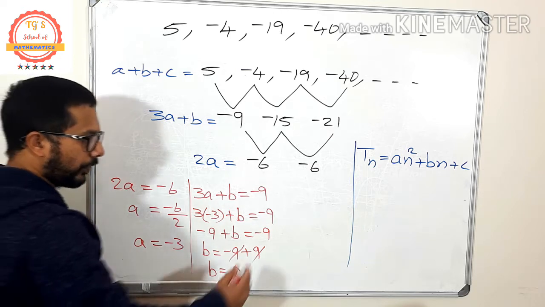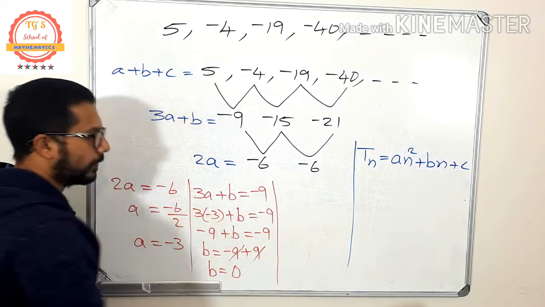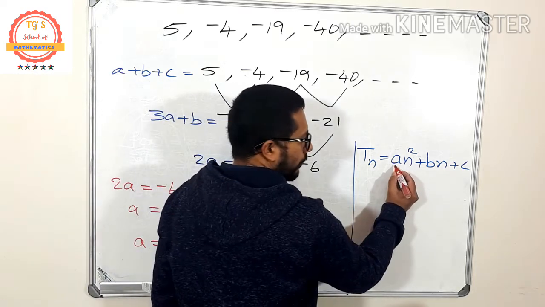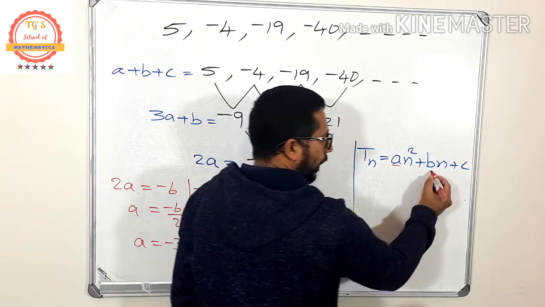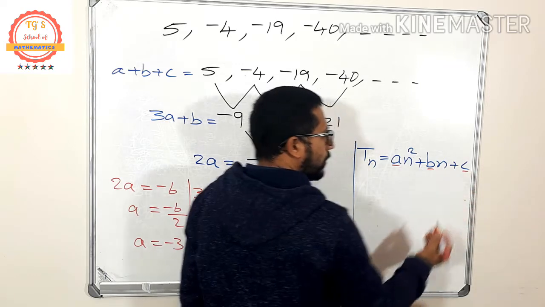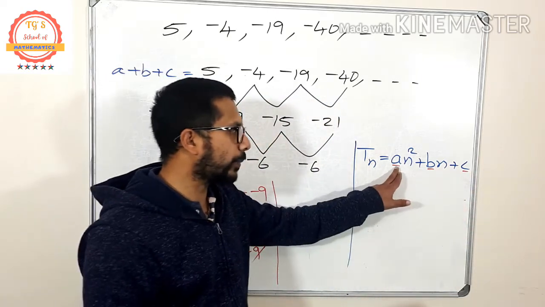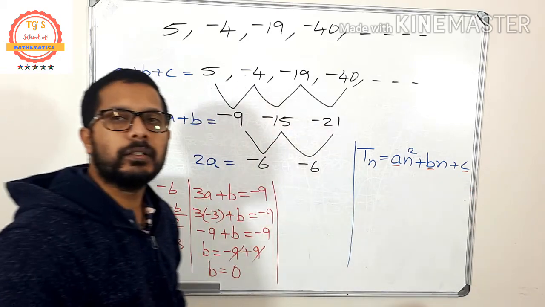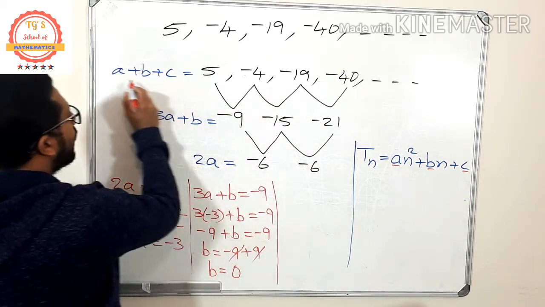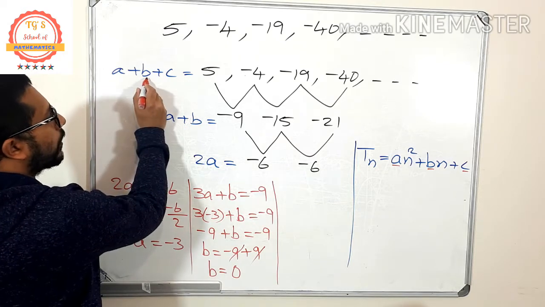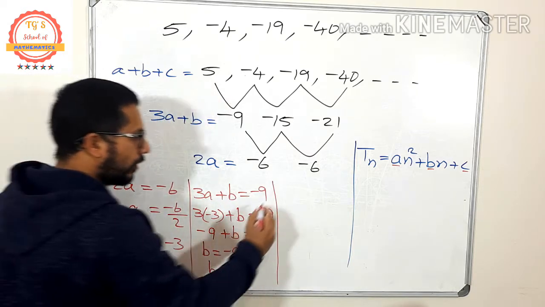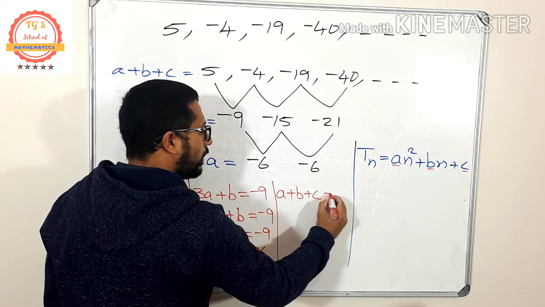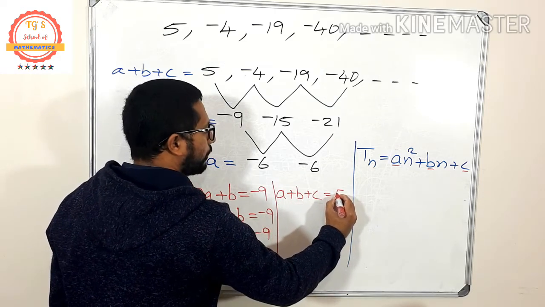Now what we have to find? The value of c. Don't forget that we have to find the value of a, value of b and value of c. Now we already got a as minus 3, b as 0. Now we have to find c. So we have one more equation here. a plus b plus c is equal to 5. So let's write it here. a plus b plus c is equal to 5.